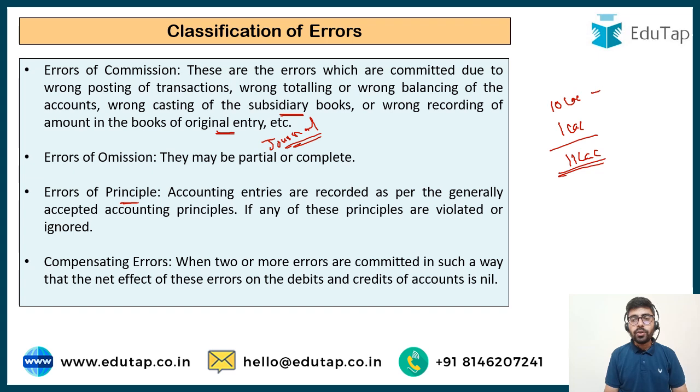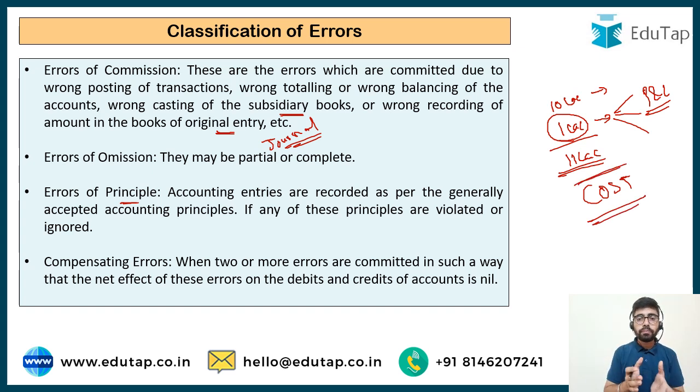What you did? You recorded the machine at 10 lakh and you transferred this 1 lakh to another set of different accounts, ultimately to P&L. So this is wrong. You have done an error of principle. You did not follow the cost principle about which we learnt in the previous class. So if any of the accounting principles is violated, you are committing an error of principle.